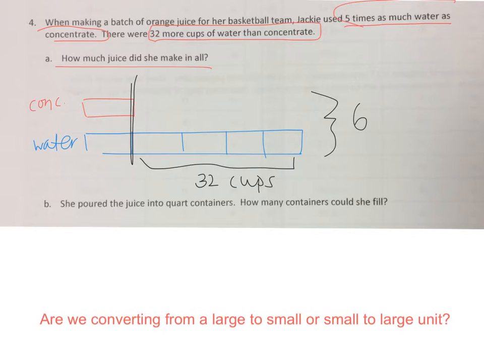So for 32 cups, how many units are here? 4. So how many cups go into each unit? There's 32 cups all together for this part, the extra water, right? And that's split into 4 equal units. So how many cups can go into each extra unit? 8. So in each of these units, there's 8 cups, because I'm splitting them into 4.